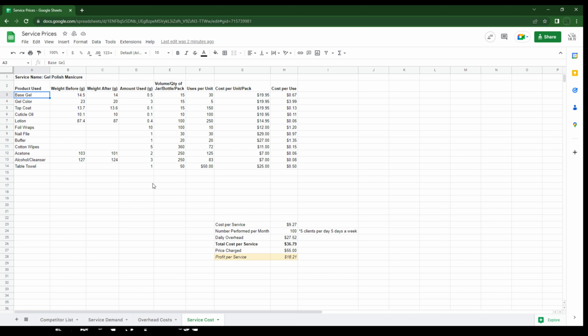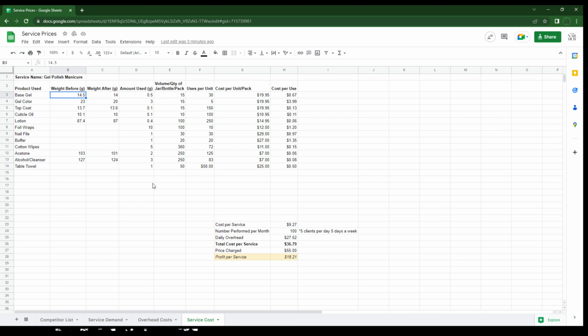So we've got some different things here. We've got base gel, color gel, top coat, cuticle oil, lotion, foil wraps, nail file, buffer, cotton wipes, acetone, alcohol or cleanser, table towels, like the disposable kind. Anything that you use that's a more consumable product, I want you to write it down. It could be orange wood sticks, paper towels, anything like that that is a true throwaway item and something that you're absolutely going to use a certain amount of during a given service. I want you to write that particular product down.